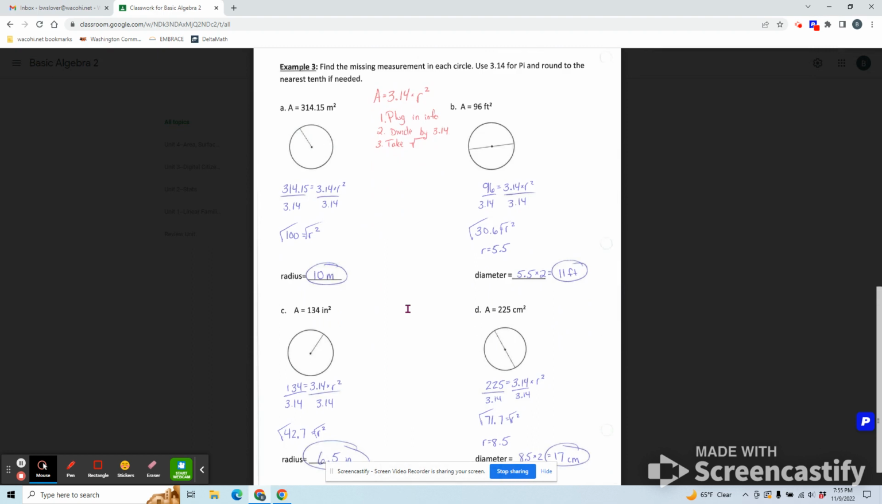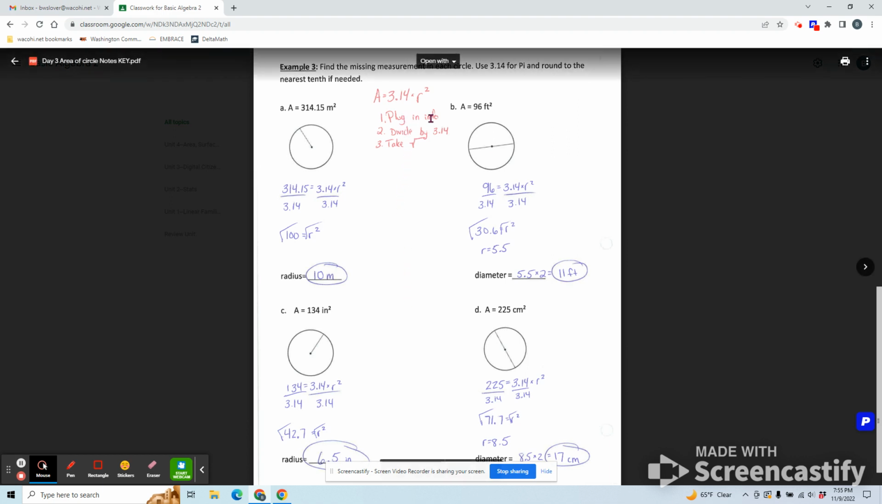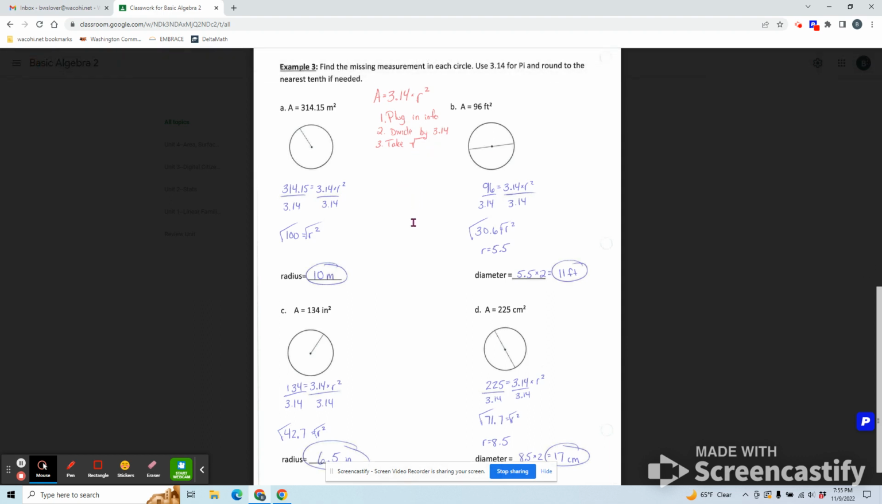And just like in previous notes, we were working backwards to find a measurement or a side length. So in this case, I'm giving you the area of a circle, and I'm asking you to find, in this case, either the radius or the diameter. And I gave you some steps for success. It says plug in info, divide by 3.14, and then take the square root. That's the same for all 4 of these.